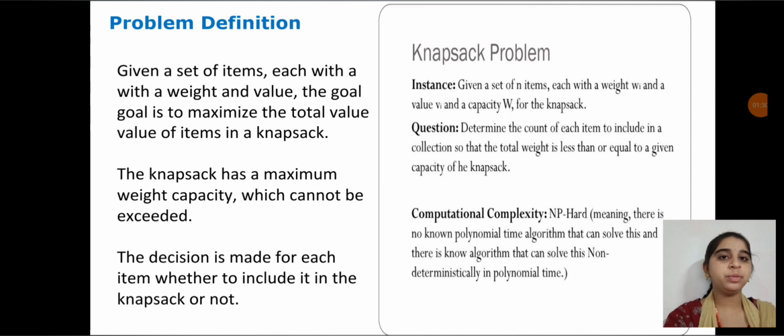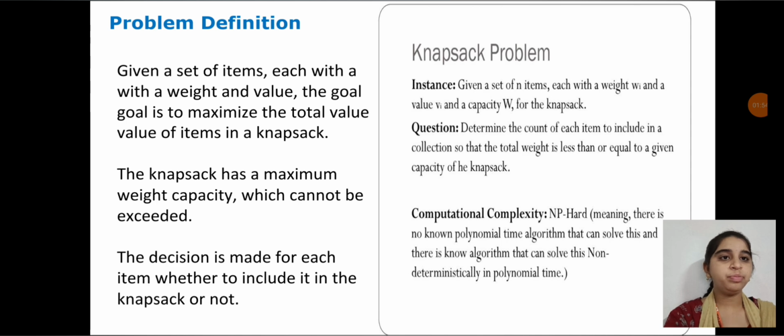Problem definition. Given a set of items, each with a weight and value, the goal is to maximize the total value of items in a knapsack. The knapsack has a maximum weight capacity which cannot be exceeded. The decision is made for each item whether to include it in the knapsack or not.